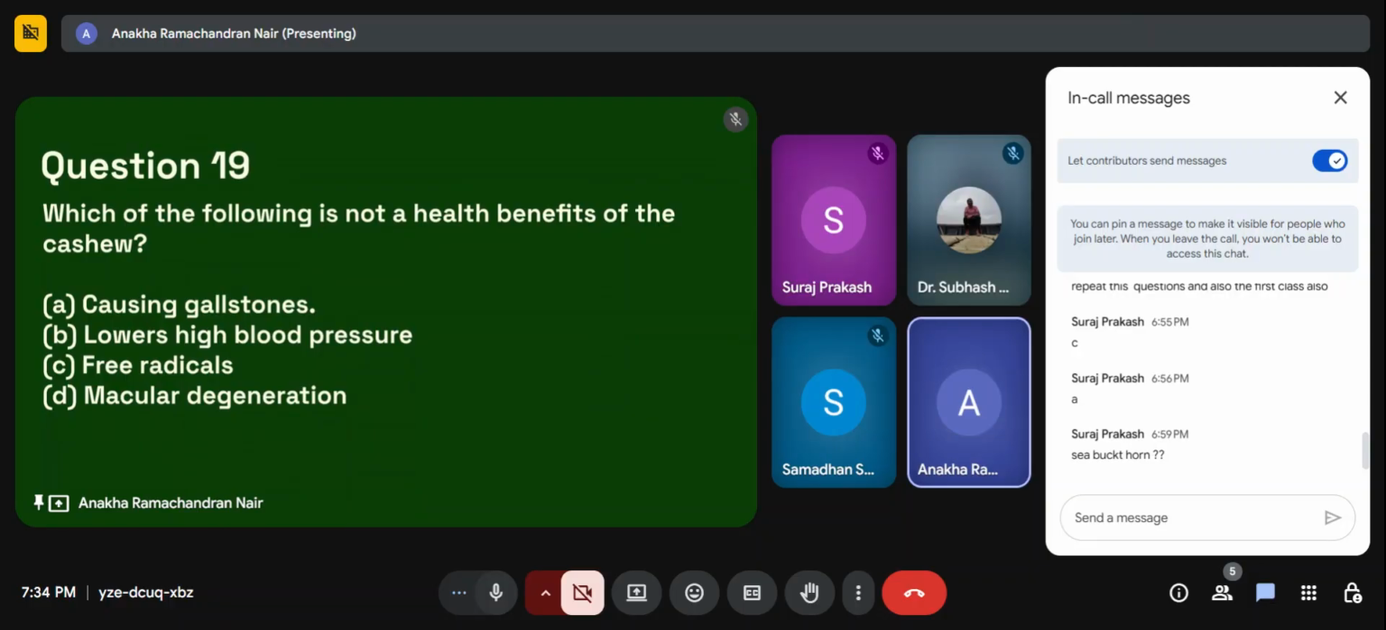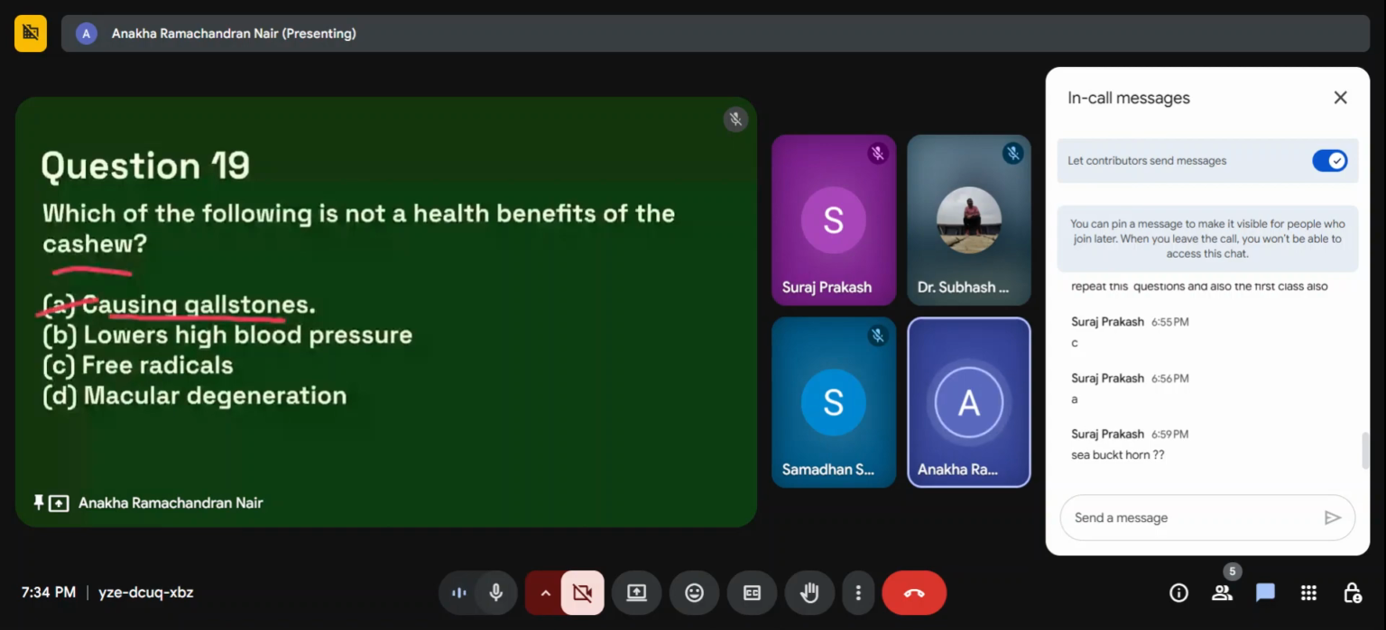Any guesses? Macular degeneration. No. So, the correct answer is not, in fact, macular degeneration. In this case, the correct answer is causing gallstones. So, you know, cashew nuts do not cause gallstones. So, therefore, causing gallstone is not a health benefit of eating cashews, right?